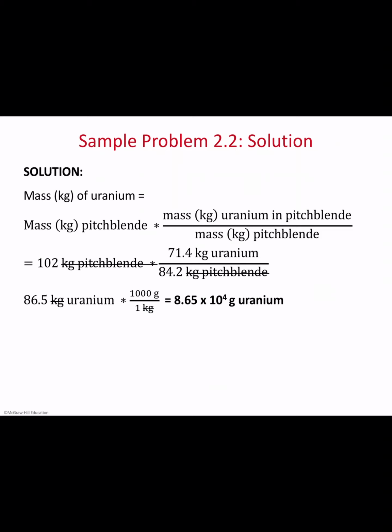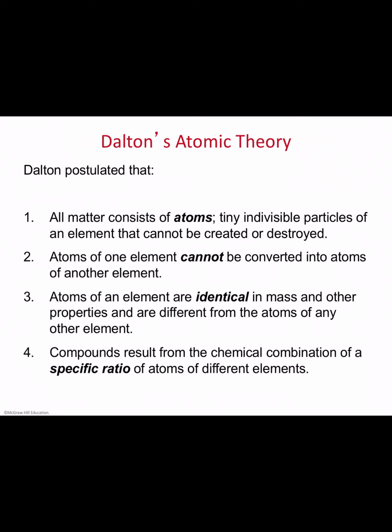Mass in kilogram of pitch blend times the mass of uranium over mass of pitch blend. So you start with 102. The ratio is 84.2 kilogram of pitch blend contains 71.4 kilogram uranium. Okay. And then you can convert kilograms into grams. 1 kilogram is 10 to the power 3 grams. 8.65 times 10 to the power 4 grams uranium. Okay.